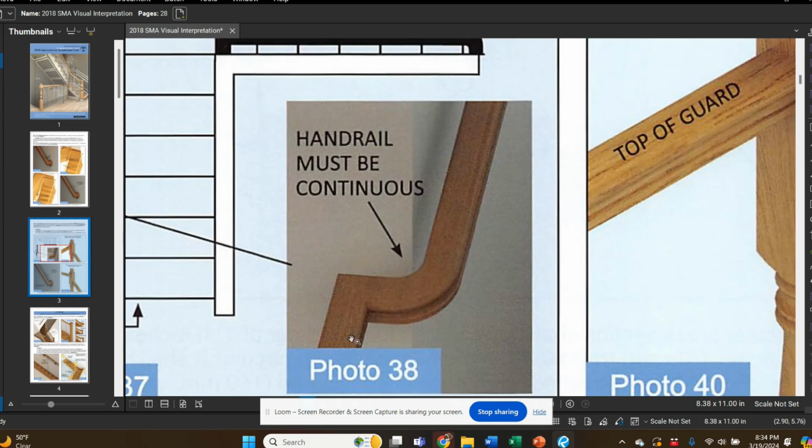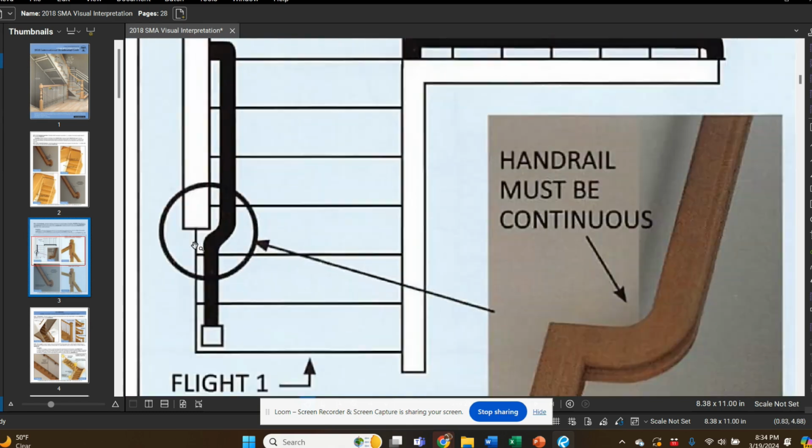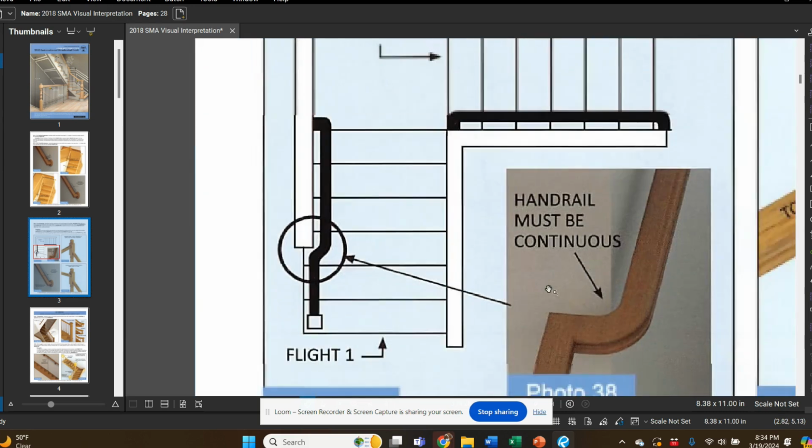You can see here, if this handrail came up and returned to the wall and was not continuous, meaning that you had to let go of the handrail here and grab the handrail again on the other side, that does not meet code. You have to be able to run your hand all the way up from the bottom of the stair or the bottom of the flight to the top of the flight without letting go.